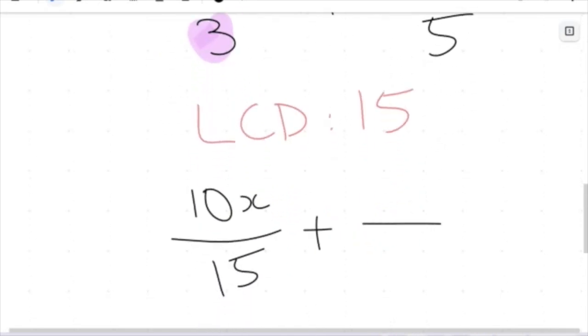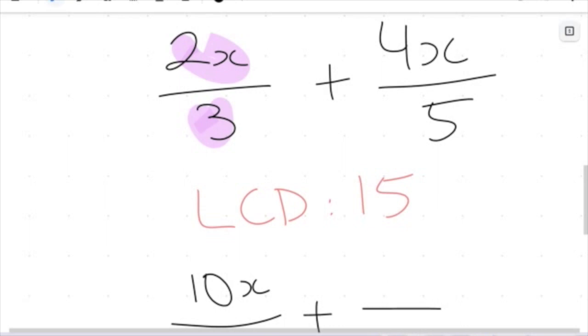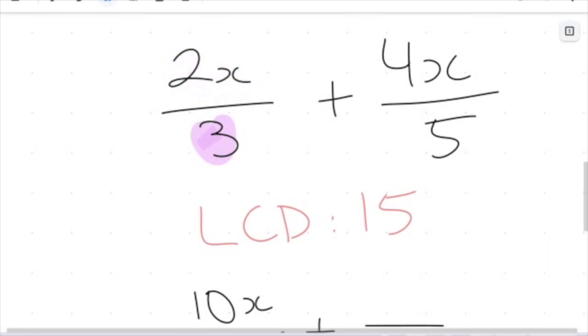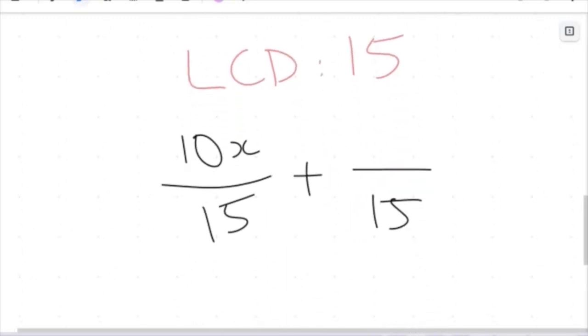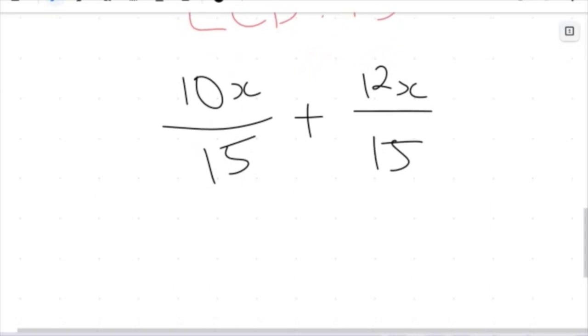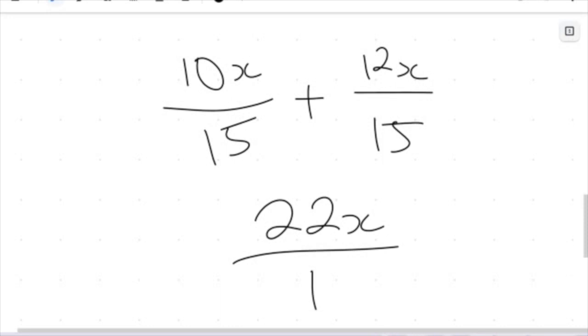Now on the right hand side, the denominator is going to be 15. How do we get from 5 to 15? We multiply by 3. So we are going to do the same to the top as we did to the bottom, because we want equivalent fractions. So that gives us 12x over 15. And now all that's left to do is just add the numerators in the same way. And we wind up with 22x over 15.